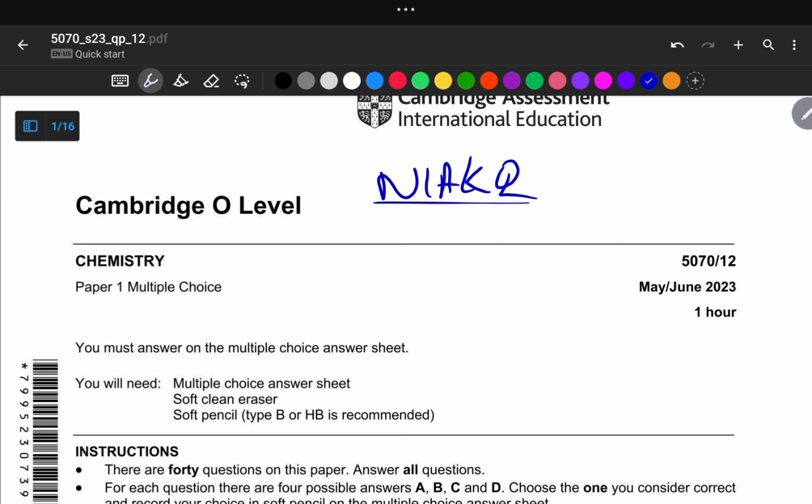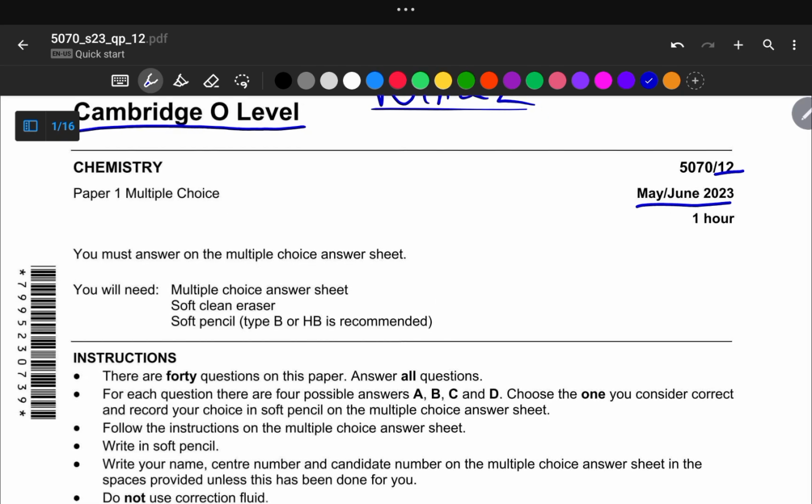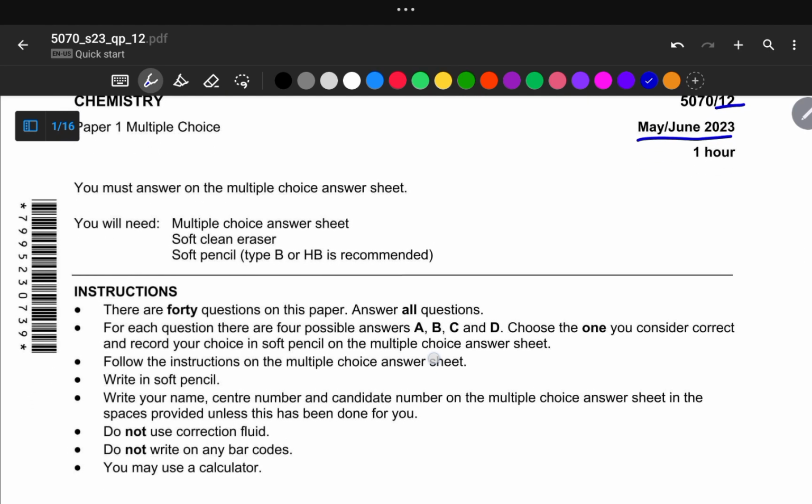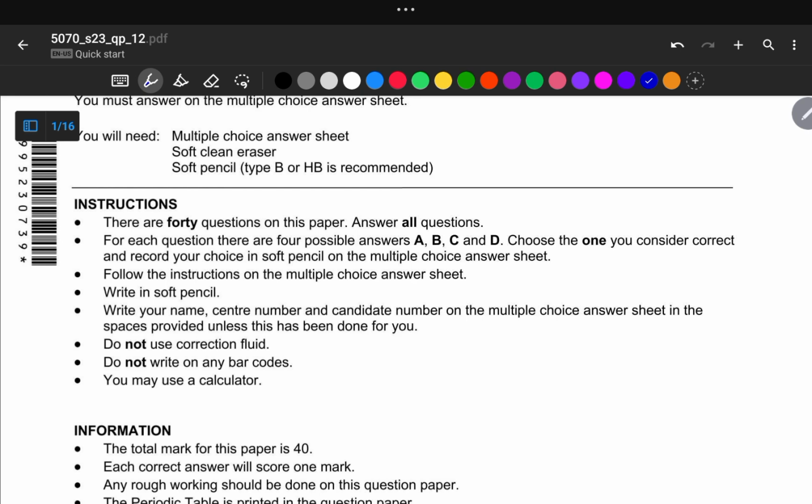Osteozone, right? So today we're going to have a discussion on the May-June 2023 paper 1-2 of the Cambridge Exam Board O-Level Chemistry. I will guide you through the chemistry paper, and we are going to break down the key concepts together, focusing on understanding rather than memorizing answers, and also to prepare you to tackle your exam questions with confidence, right? So you need to take note of these instructions if you're doing the Cambridge Exam Board.